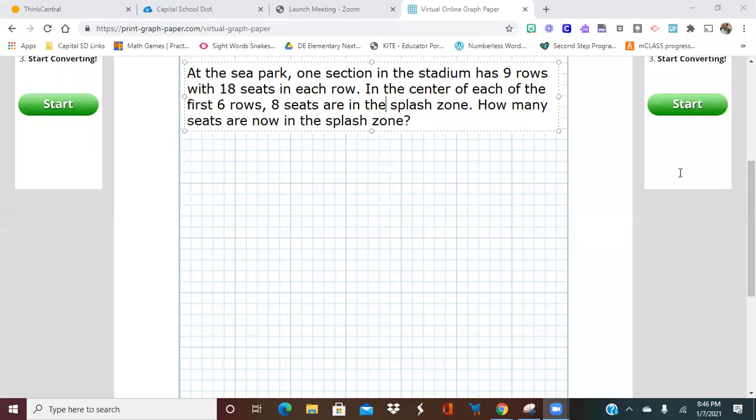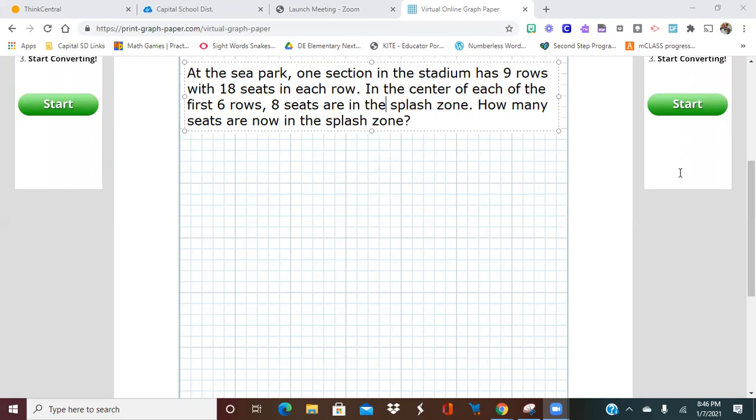Okay, so let's do a little bit of practice and modeling. And I want to show you how we can solve multi-step multiplication problems, which is what we're working on for this lesson. Okay, so here's my equation or my story. I'm at the Sea Park. One section in the stadium has 9 rows with 18 seats in each row. And the center of that section, the first 6 rows and 8 seats in each row are in the splash zone. How many seats are now in the splash zone?